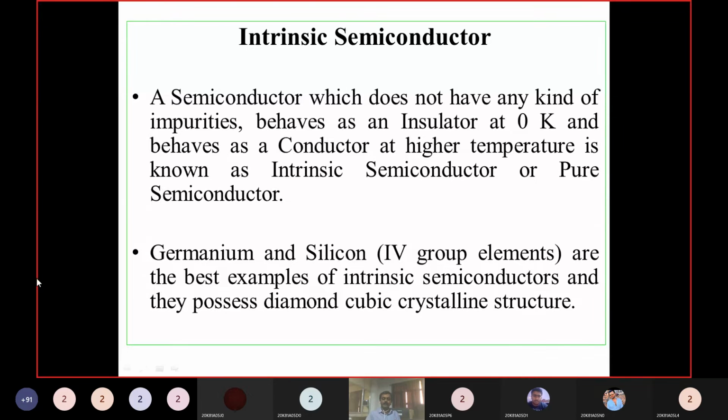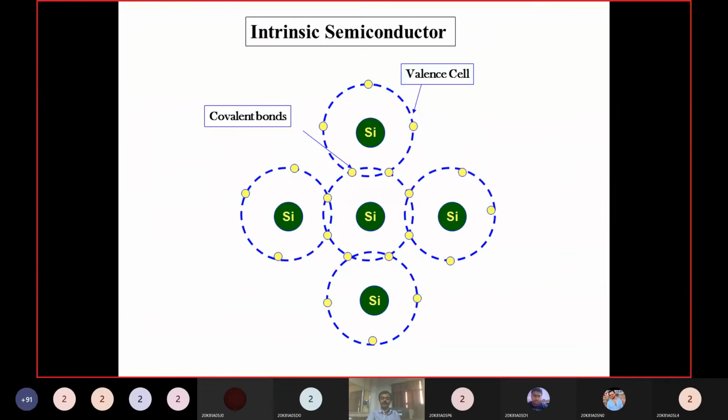Examples of intrinsic semiconductors are germanium and silicon, and all fourth group elements. All fourth group elements are the best examples of intrinsic semiconductors, and they possess a diamond cubic crystalline structure. How they get the diamond cubic crystalline structure, I will explain.